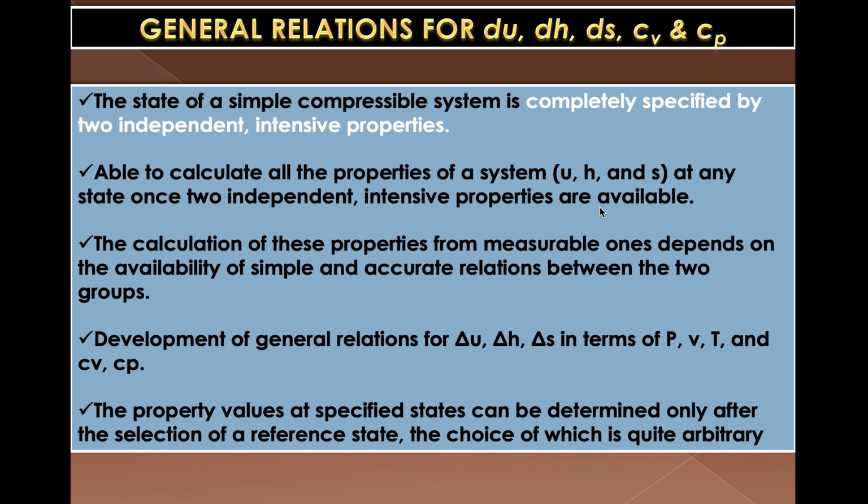So this chapter is about relating the properties of a system, U, H, and S, by having the two independent intensive properties which are available. The calculation of these properties from measurable ones depends on the availability of simple and accurate relation between the two groups, and the development of general relation for delta U, delta H, delta S in terms of PVT, CV, and CP. And the last one is the property values at specified states can be determined only after the selection of reference state, the choice of which is quite arbitrary.